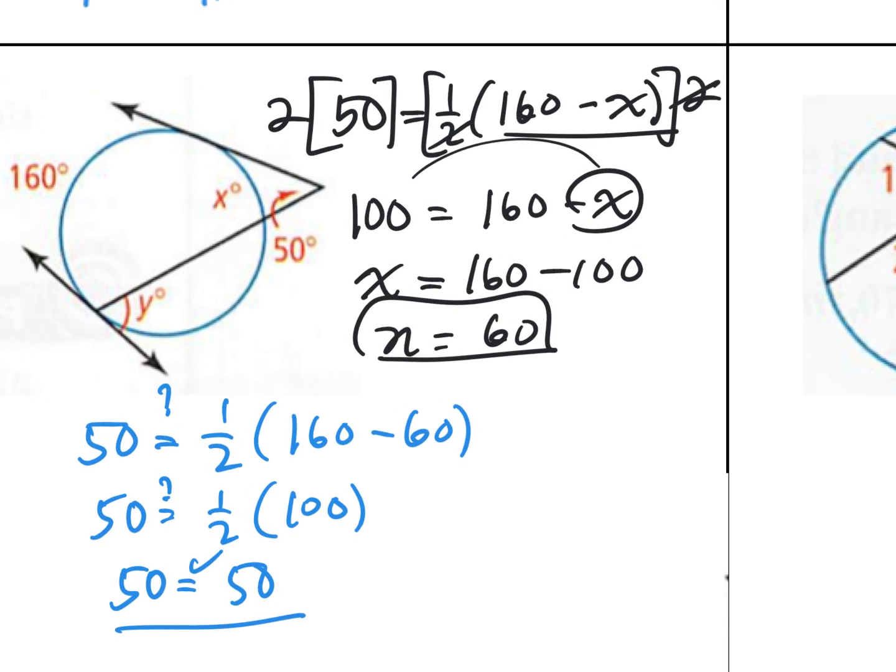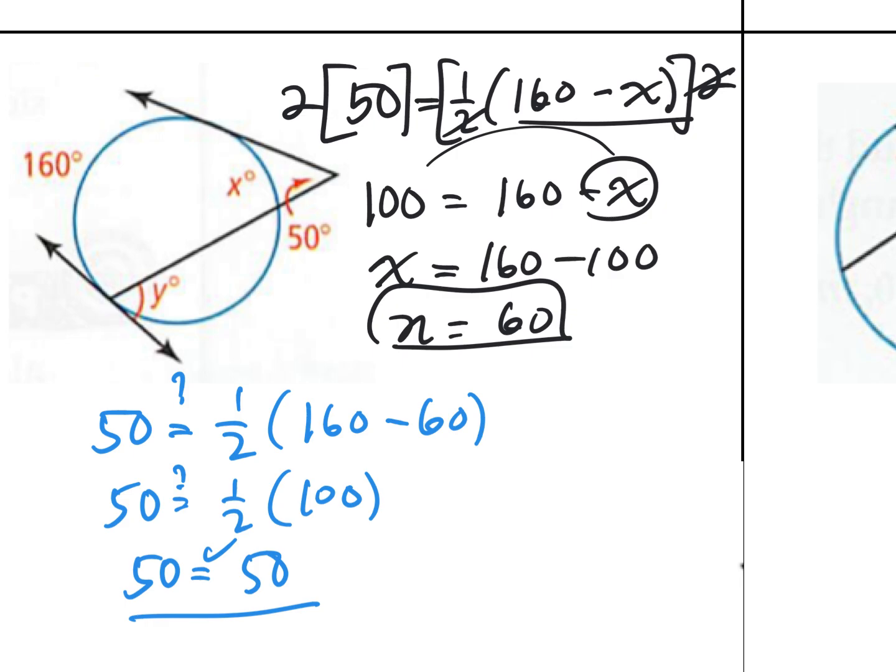Now let's find the value of y. In here, if this is 60, then we're going to add this together. 160 plus 60 is going to give you 220. And then from 360 we deduct 220. So 360 minus 220 is going to give you 140. It means to say that this arc is 140.